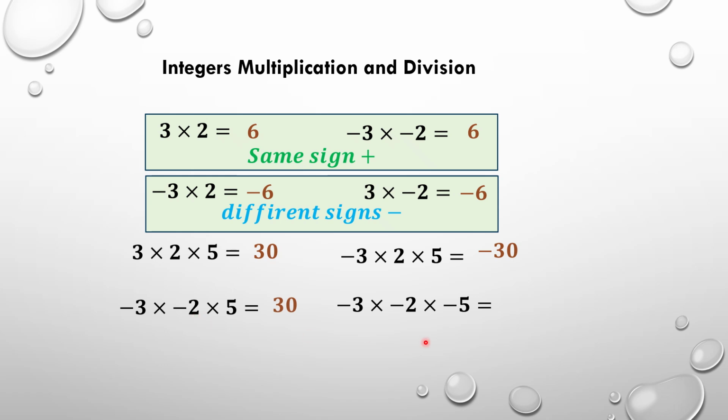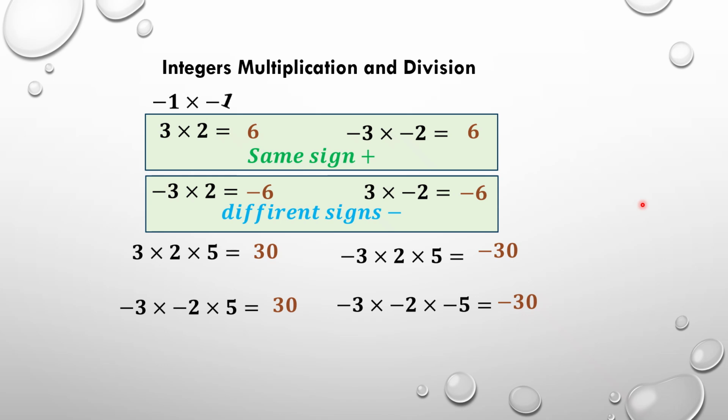Now let's look at the last one here on this slide. Negative 3 times negative 2 is positive 6 because it's the same sign. Positive 6 times negative 5 is different signs, so it's negative 30 also.